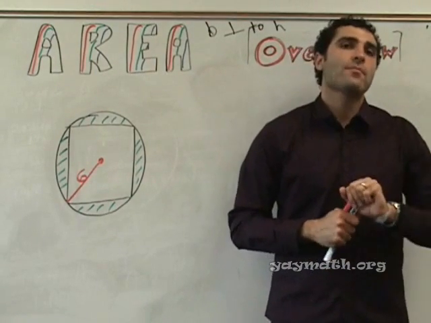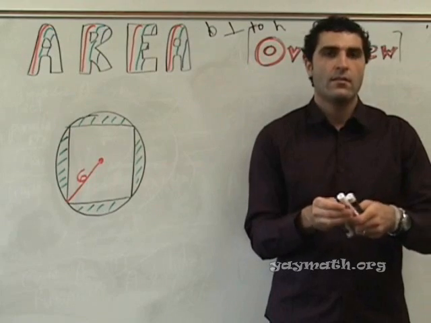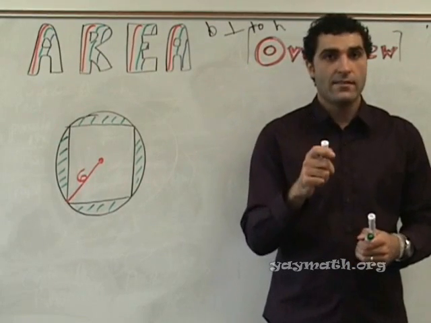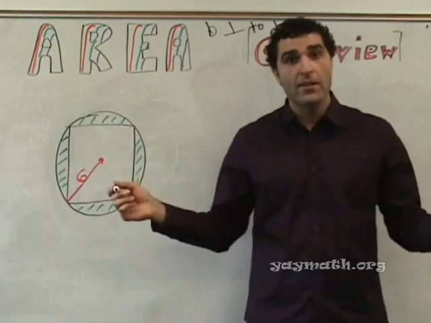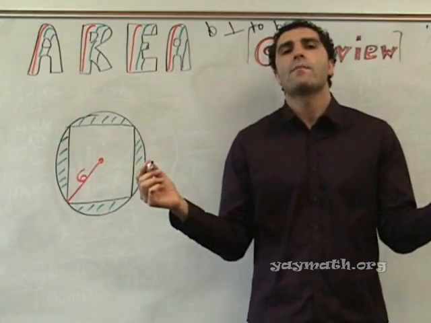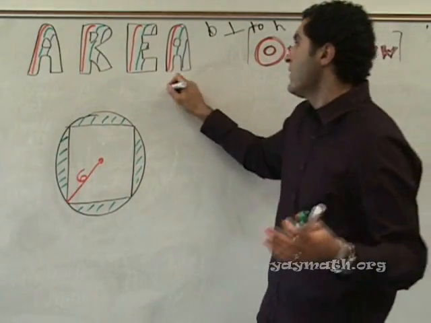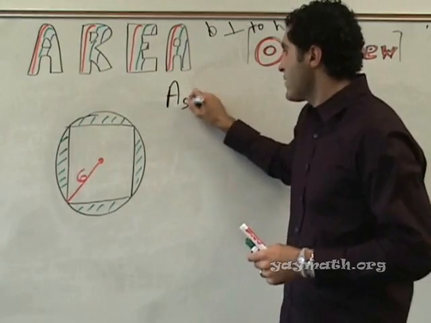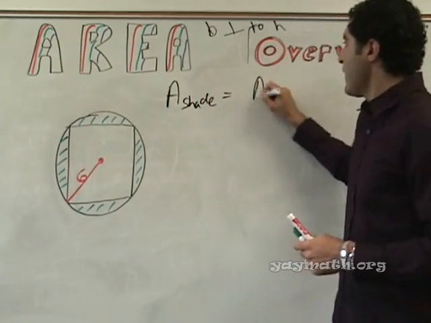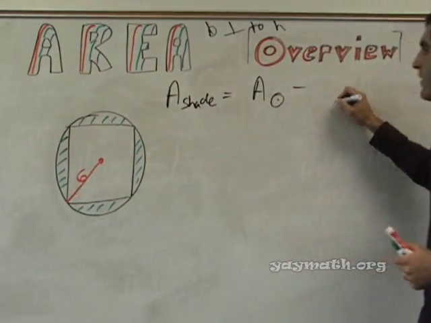Could I ask you the logic, please? What's the logic? Well, like the other one, we need to have the area of the bigger minus the area of the smaller. Love it. What's the area of the bigger? Area of the circle. Okay, area of shaded equals area of circle minus area of the square.